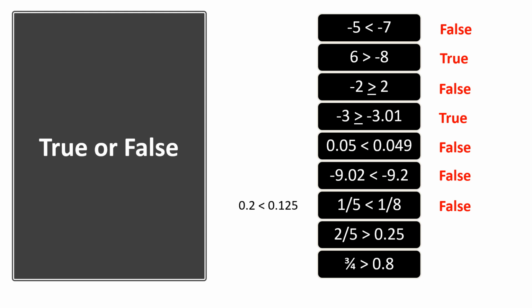Next we have 2/5 and 0.25. 2 divided by 5 is 0.4. So 0.4 is the same thing as 0.40. That is greater than 0.25. So this is true. And the last one, 3/4 as a decimal is 0.75. Is 0.75 greater than 0.8? Again, 2 decimal places. If we add a 0, this is 0.80, this is 0.75. 0.75 is less than. This is saying greater than, so this is false.